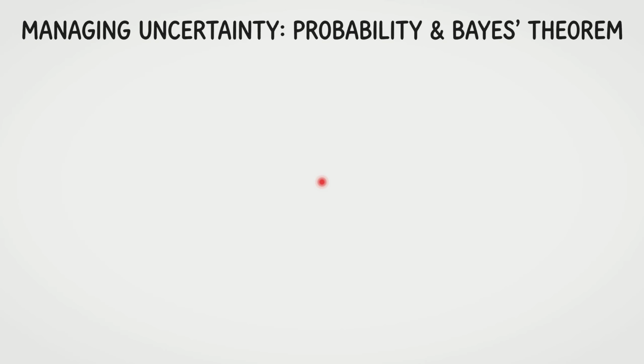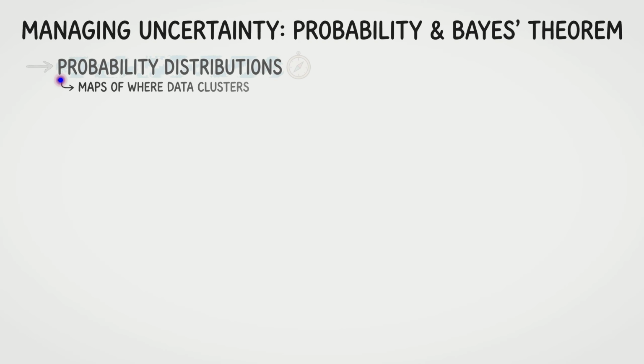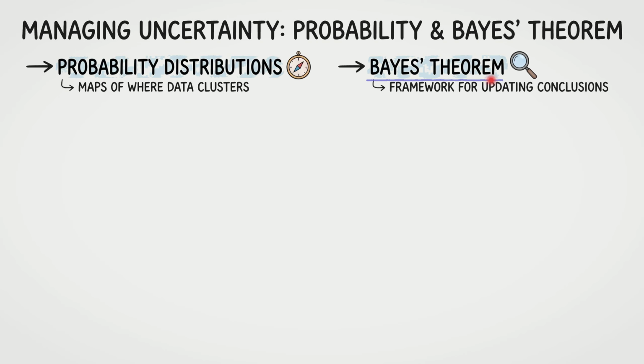Artificial intelligence relies on the ability to find patterns, but it rarely operates with 100% certainty. We need tools to manage this inherent uncertainty. On this board, we have two of our most fundamental tools. First, probability distributions, which essentially act as maps illustrating where our data typically clusters. Second, we have Bayes' theorem, which provides a mathematical framework for updating our conclusions the moment new evidence is presented.